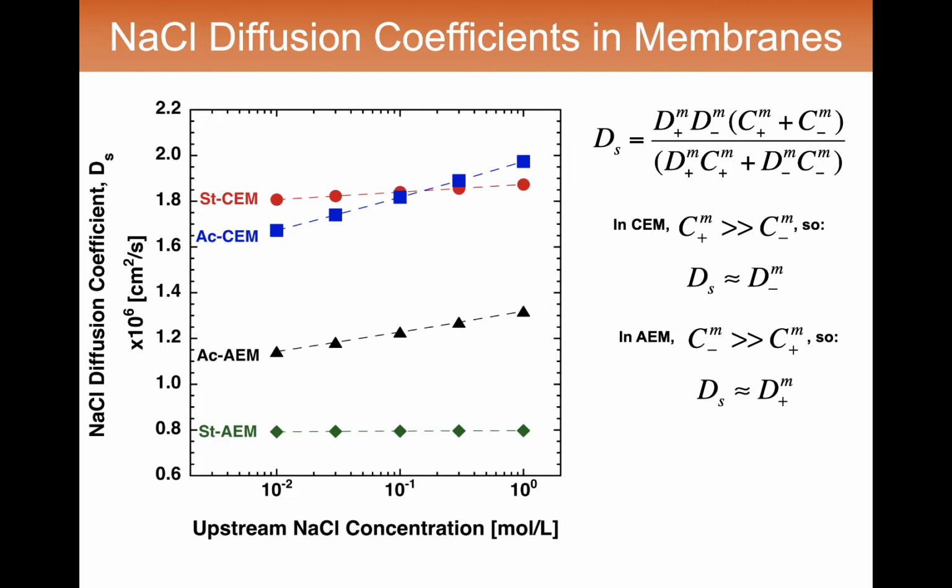In an anion exchange membrane, where we have positively charged, for example, quaternary ammonium groups on those polymers, and therefore a high concentration of anions like chloride and a low concentration of positive ions like sodium, the situation is reversed. The salt diffusion coefficient is dominated by, again, the diffusion coefficient of the rare species, which is the cations in that particular case.